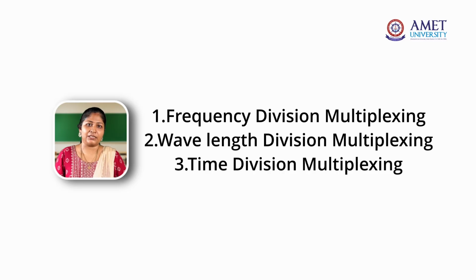Now we are going to see the different types of multiplexing. Multiplexing is divided into three categories. One is frequency division multiplexing. Next one is wavelength division multiplexing, and the third one is time division multiplexing. So let's see how frequency division multiplexing works.